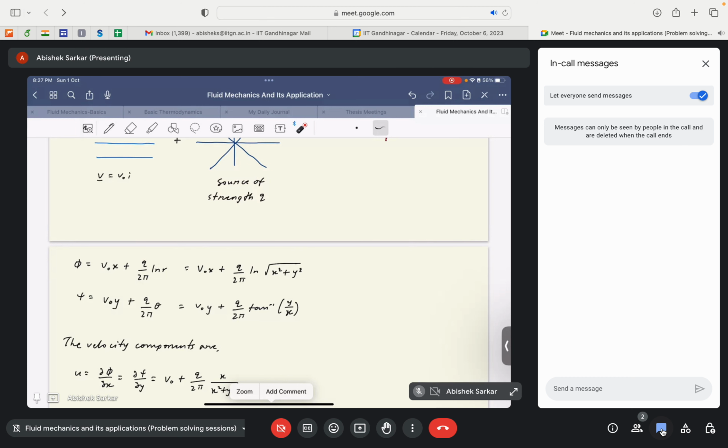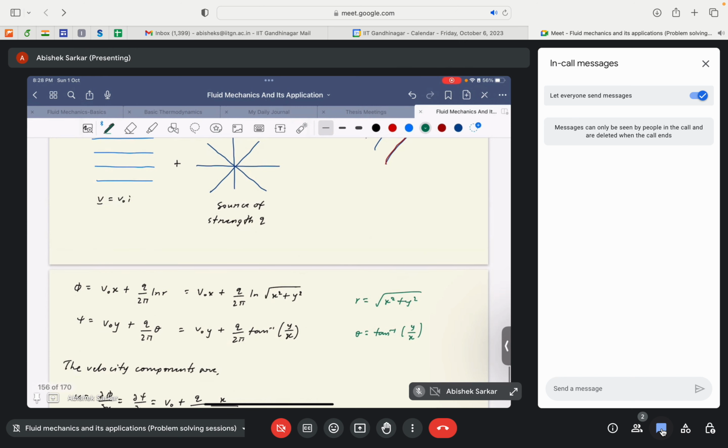Then in the Cartesian coordinates, phi is equal to V naught x plus Q by 2 pi ln square root of x square plus y square, and psi is equal to V naught y plus Q by 2 pi tan inverse of y by x, where this is again important, where r is equal to square root of x square plus y square and theta is equal to tan inverse of y by x, just so that we can relate the Cartesian coordinates and the cylindrical coordinates.